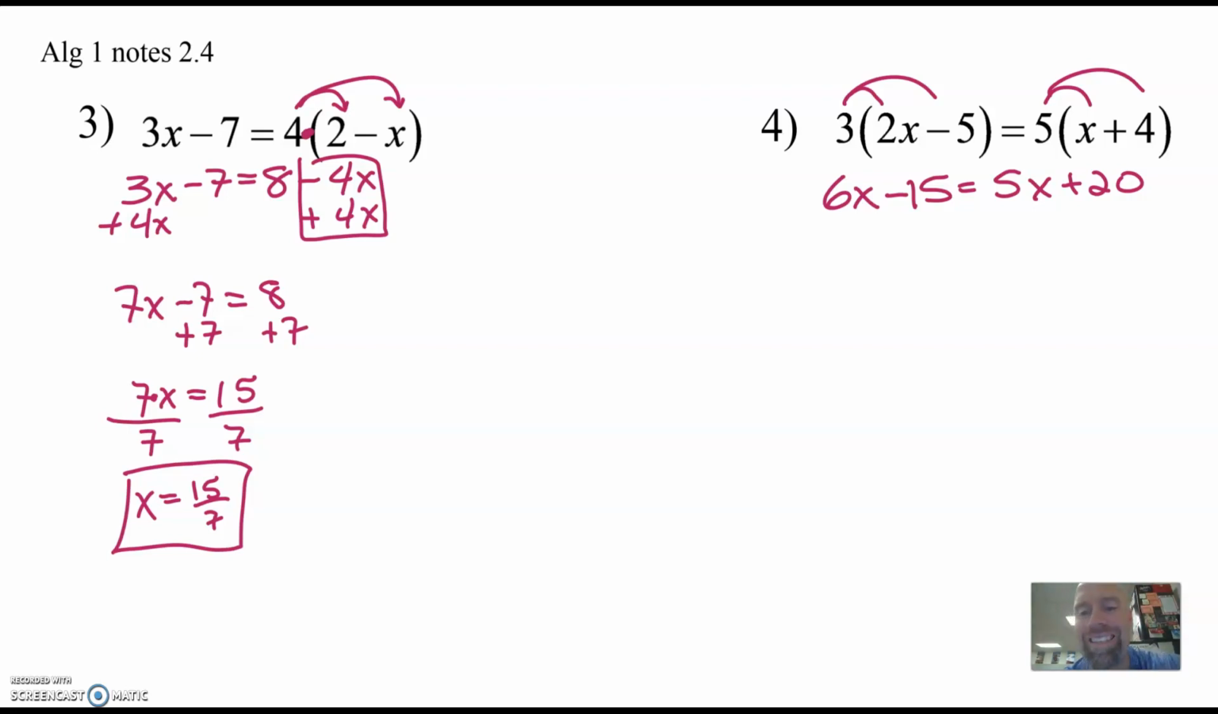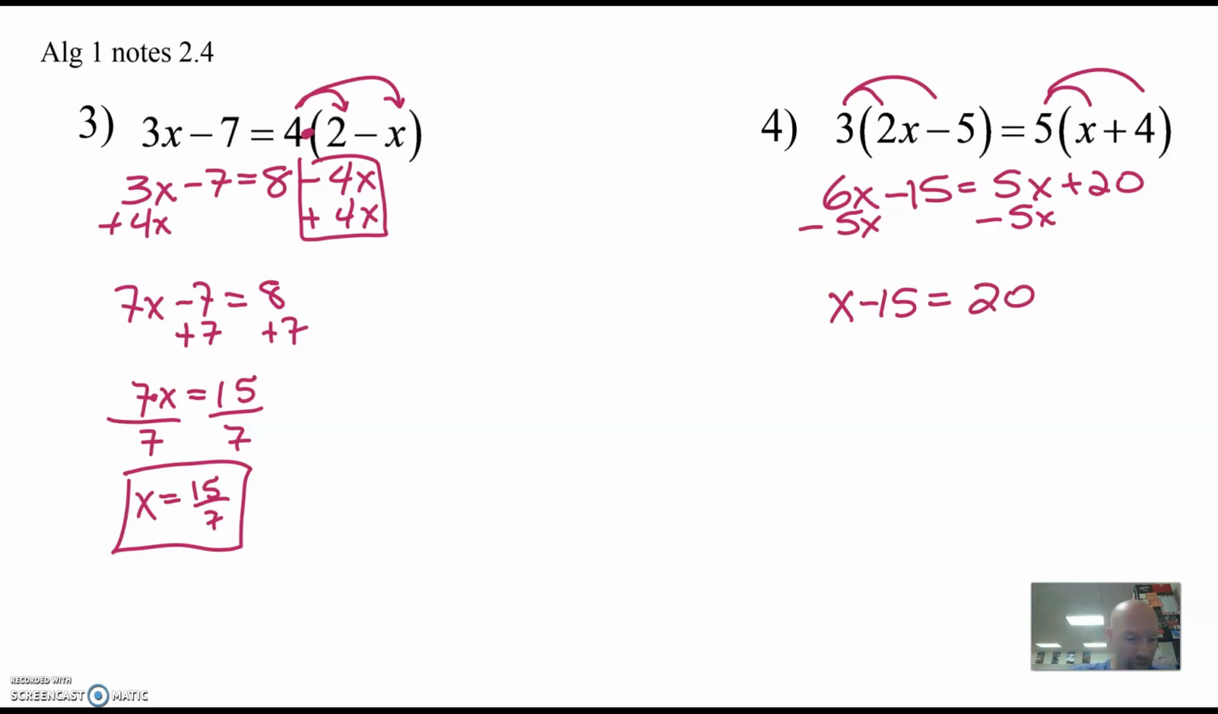Okay, I still need to go ahead and isolate my variable. So on this one, I'm going to move that 5x over here to this side by using the subtraction property of equality. That gives me x minus 15 is equal to, the 5x are canceled out over there, so I've just got a positive 20 sitting there.